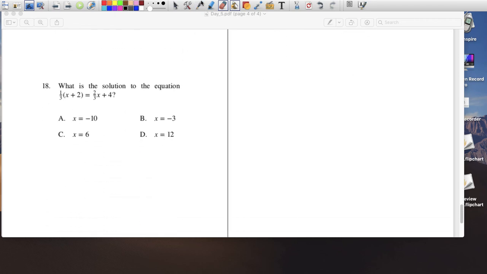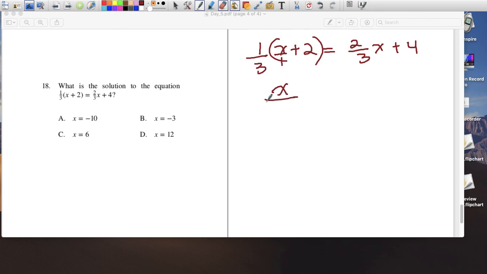Okay, so we have one more problem. 1/3 x plus 2 equals 2/3 x plus 4. So, oh, there's a parenthesis here. Now, I am going to do the distributive property, so I get 1/3 times x, right, so put this over 1. 1 times x is x, 3 times 1 is 3. Plus 1/3 times 2, 1 times 2 is 2. And put a 1 there, 3 times 1 is 3. Equals 2/3 x plus 4.